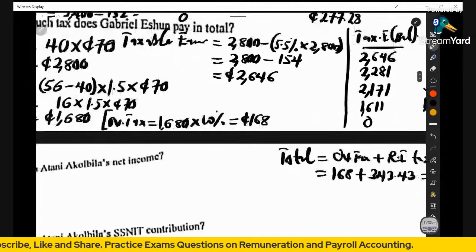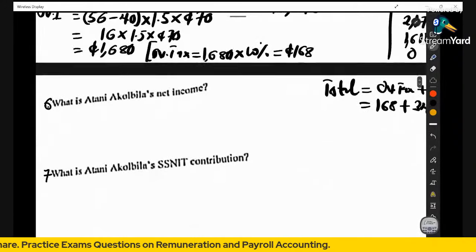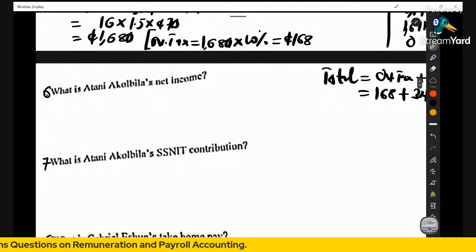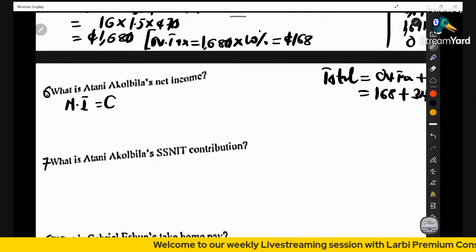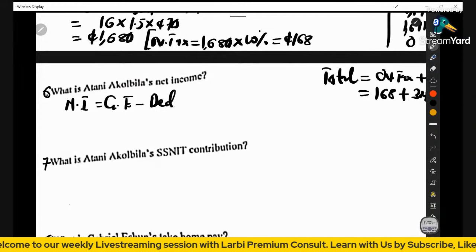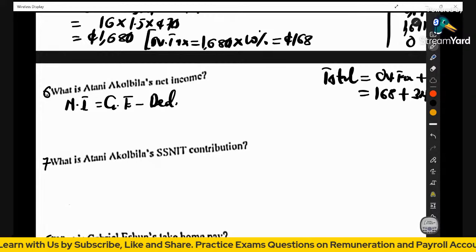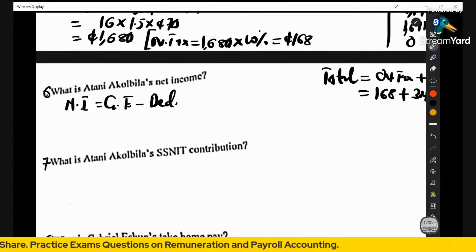Then question number 6. It goes like, what is the attorney's net income? By net income, we define net income or net earning to be equal to our total gross earning minus all deductions. Once you get the gross earning, you subtract all deductions, or all expenses, so that you get the net income or the net earning. Let's take note of that.